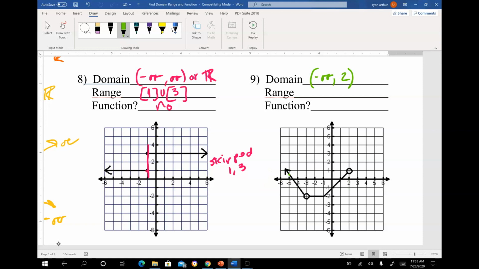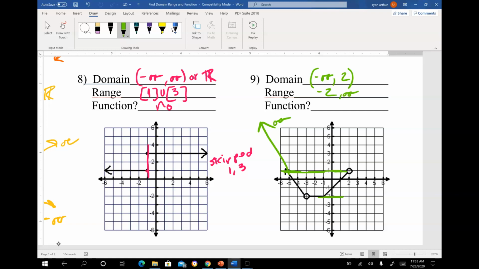Now, your range is how low to how high you go. Well, my lowest y value point is negative 2. Now, I have a point at 1, right? It looks like it stops at 1, but what does this arrow mean I'm actually doing? I'm going to keep going up, which is positive infinity for your y values.